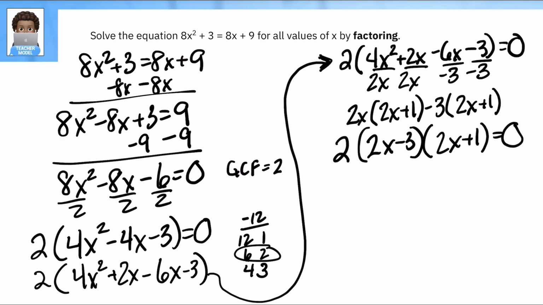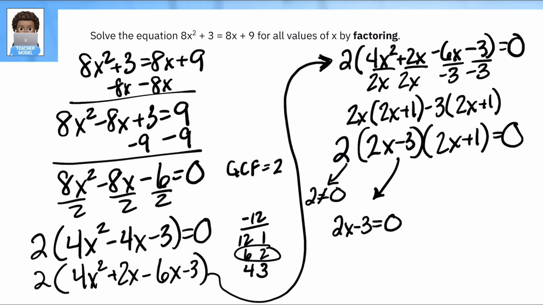So in this case, we actually have 3 different possibilities. Here's the first one. 2 is equal to 0. That is a false statement. That is not true. So that pathway does not work. That's not a valid solution for x.